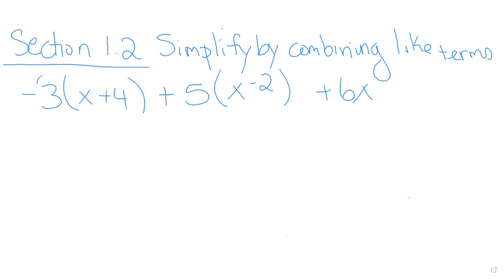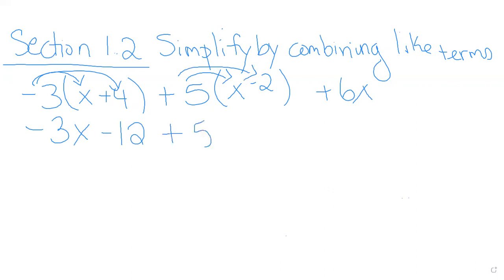This -3 right here is going to have to go to both of these numbers. And remember, you're multiplying. So that's going to be a -3x. -3 times +4 is -12. Then you do the same thing to the second parenthesis. We'll draw little arrows right there. So 5 times x is 5x. 5 times -2 is -10. And then you'll notice that this term over here doesn't have a set of parentheses, so there's nothing to distribute. You just bring it down with you.